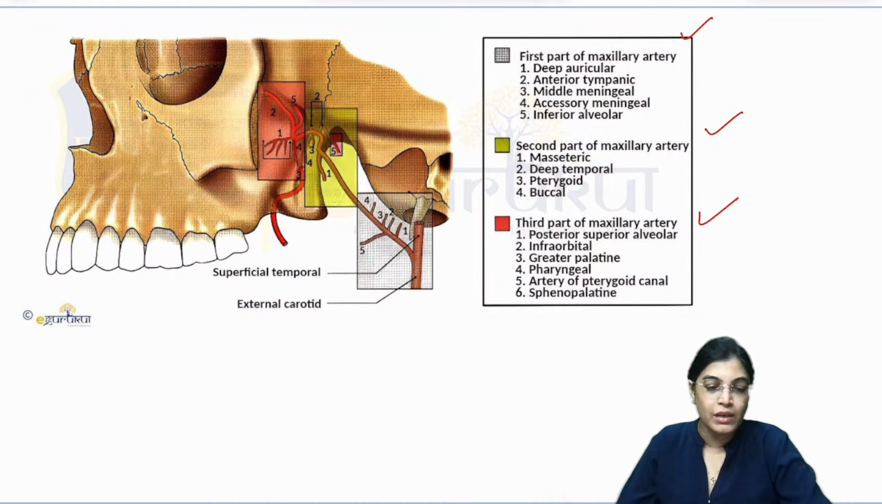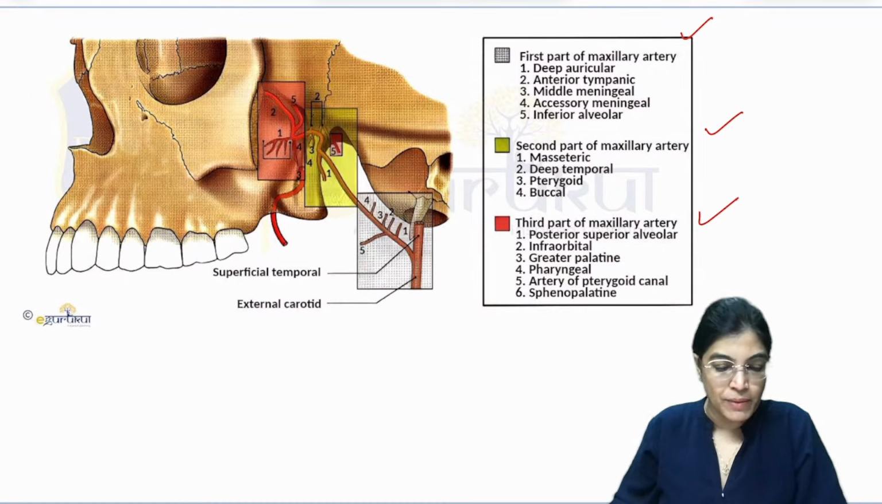If I am talking about third part branches, that is PIG PASS. So there is posterior superior alveolar, infraorbital, greater palatine, pharyngeal artery, artery to pterygoid canal, and sphenopalatine artery. So please know the mnemonic and know the branches of each individual part of the maxillary artery. Very, very important, my dear students.